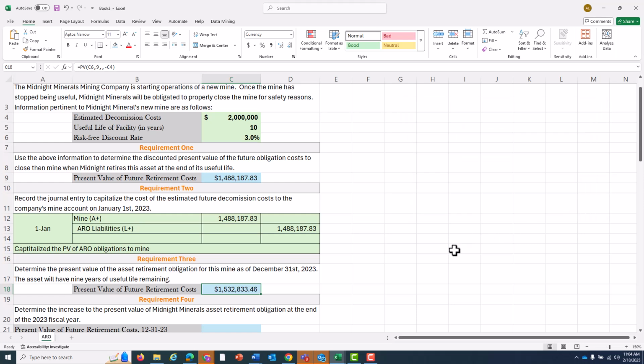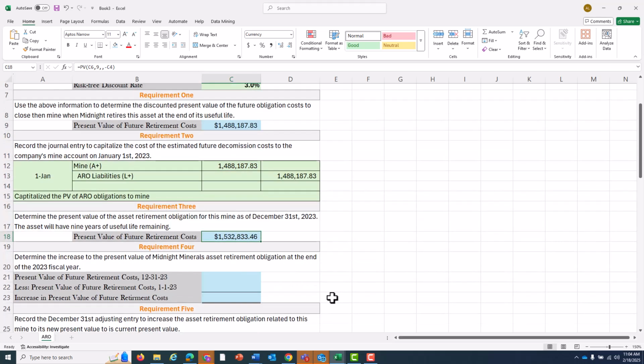And this makes the present value of that $2 million, which we now have to pay 9 years in the future, $1,532,833.46. So to make an adjustment in here for the change in our asset retirement obligations, we got to figure out how much the present value of this obligation changed during the 2023 business year. So what I'm going to do is take the present value of the retirement costs at the end of 2023, which is what we just calculated here in requirement 3. I'm going to take the present value of what they were at the beginning of 2023 when we capitalized this ARO liability to our mine. And now I'm simply going to find the difference.